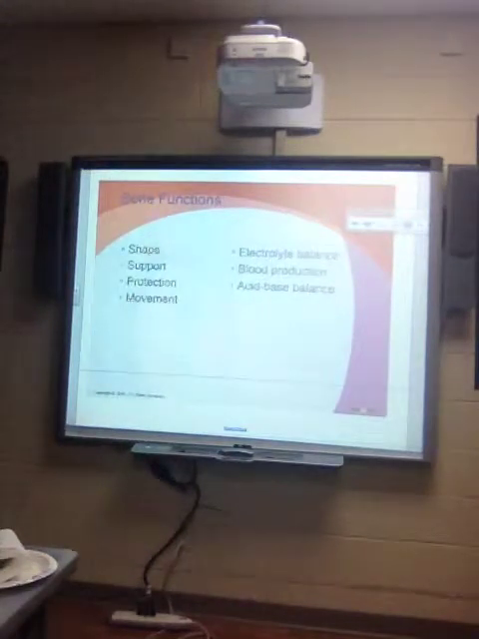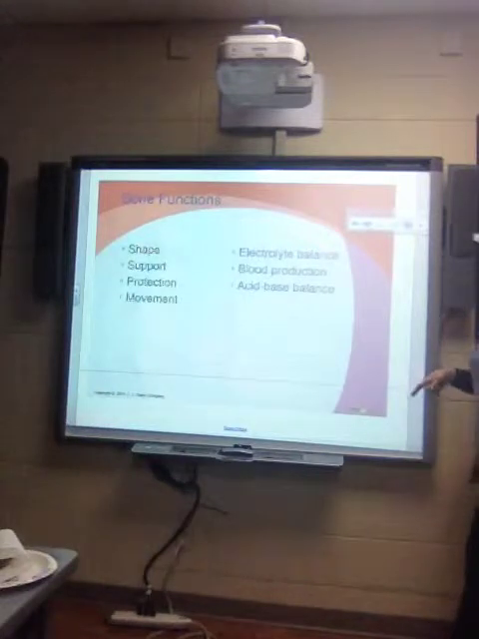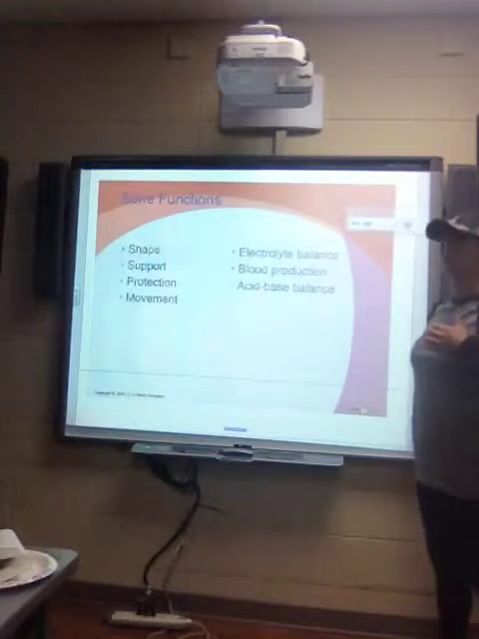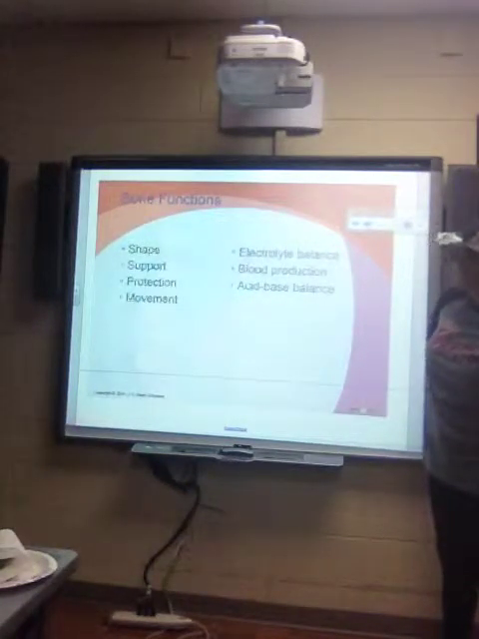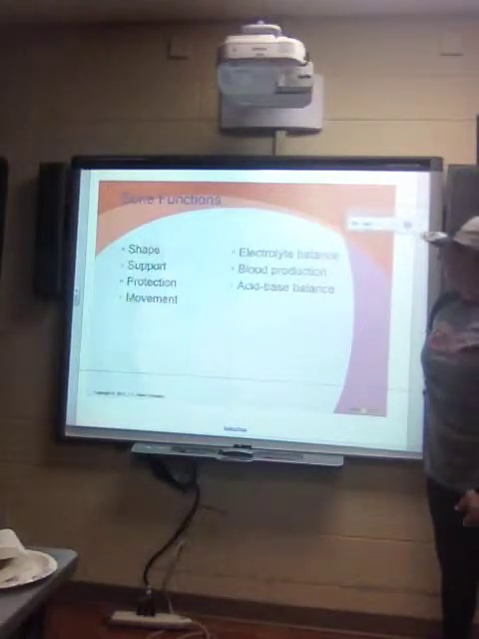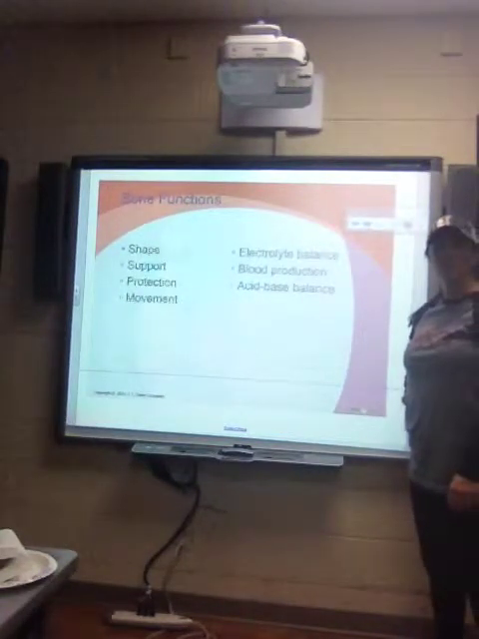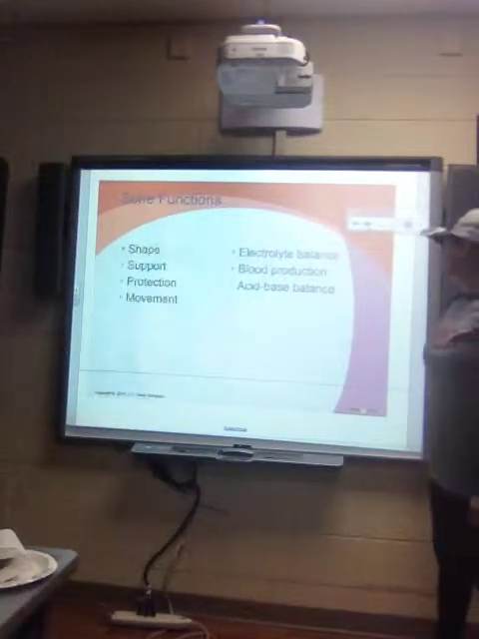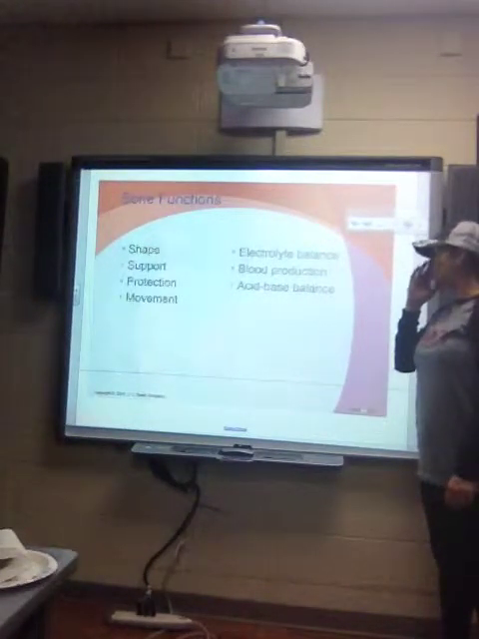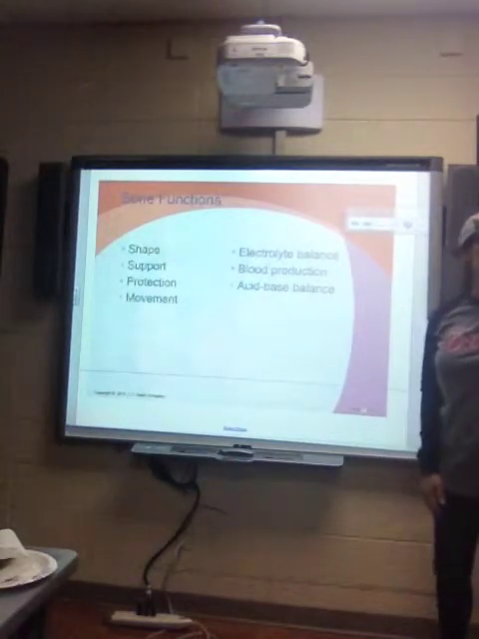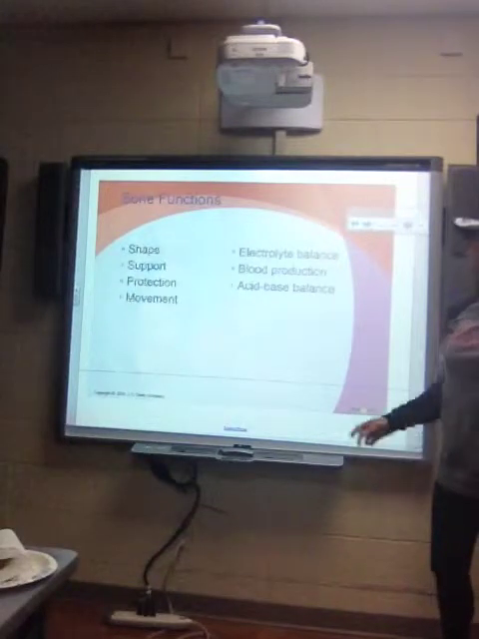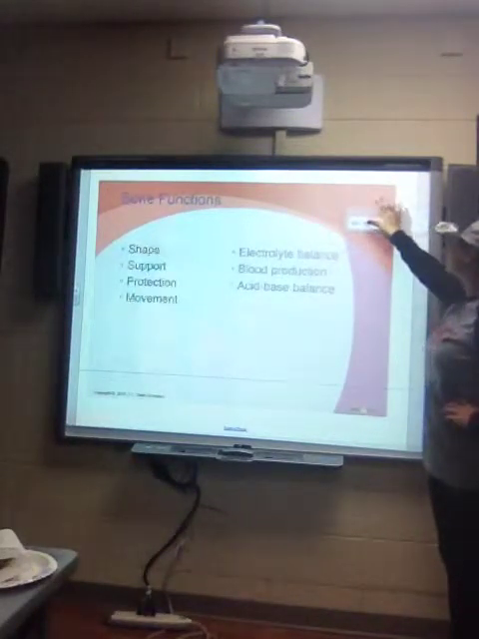Let's say electrolyte balance. So we have calcium and phosphorus that is taken out of the bones and put into the blood, and it goes the other way as well. So when we've got too much calcium, then we put it back in the bones and we'll build some bone. Blood production, that's where our bone marrow comes into play, and we'll look at bone marrow specifically in a minute. Acid-base balance, we have the release of acid that will go into the blood and we'll change it. We'll change the concentration of our blood, make it more alkaline or acidic, depending on what the needs are.